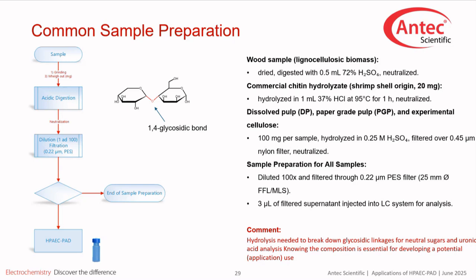On the right-hand side of the slide, you will notice that the sample preparation and acidic digestion vary depending on the sample matrix. Wood samples require digestion with concentrated 72% sulfuric acid. Chitin is hydrolyzed with 37% hydrochloric acid, and other samples are treated with 250 millimolar sulfuric acid solution. Once the samples are neutralized and filtered, we inject them into the HPLC-PAD instruments.